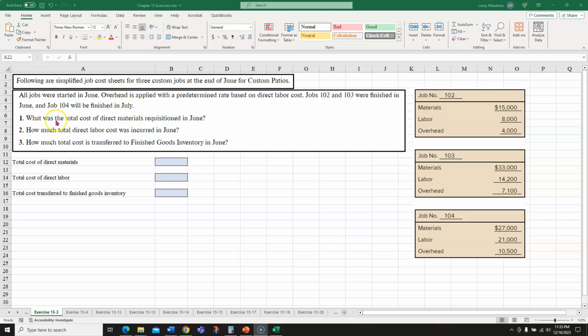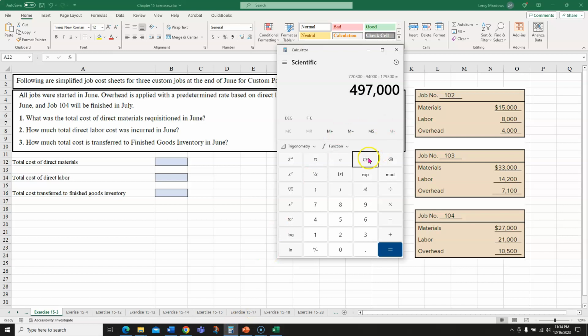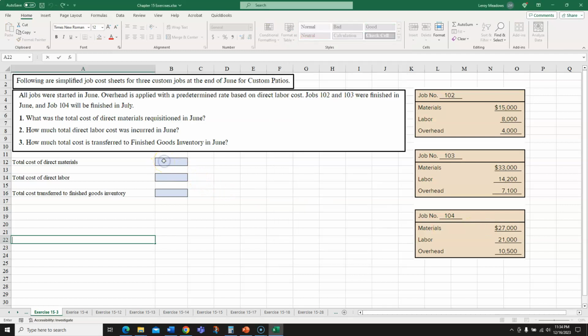The first question is, what was the total cost of direct materials requisitioned in June? All I have to do with the job sheets is add up all the direct materials. So let's add up the $15,000 from job 102, the $33,000 of materials from job 103, and the $27,000 from job 104. That gives me total direct materials for the month of $75,000. Let me put that in here.